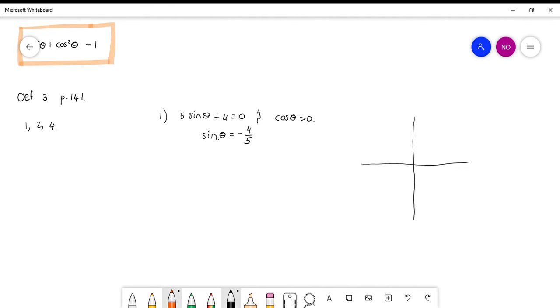Okay, so we start off with this one. That says we're looking for sine negative. In which two quadrants will we find sine as a negative value?